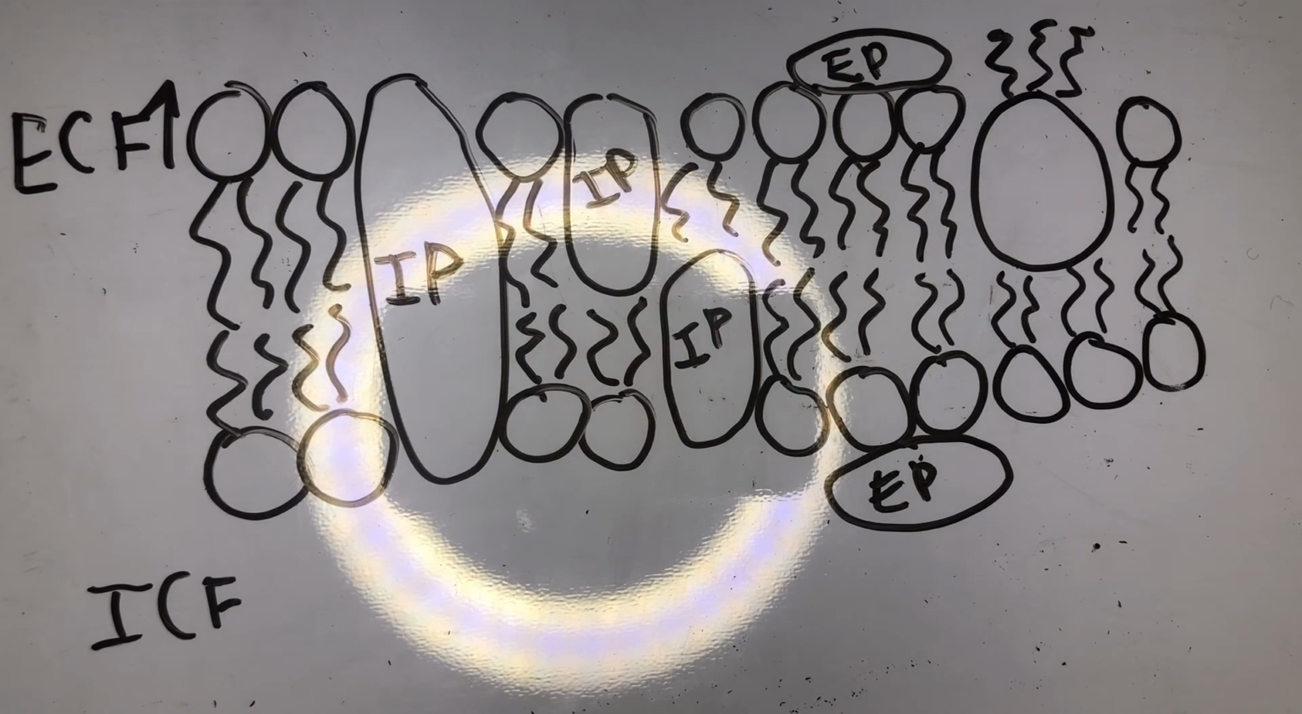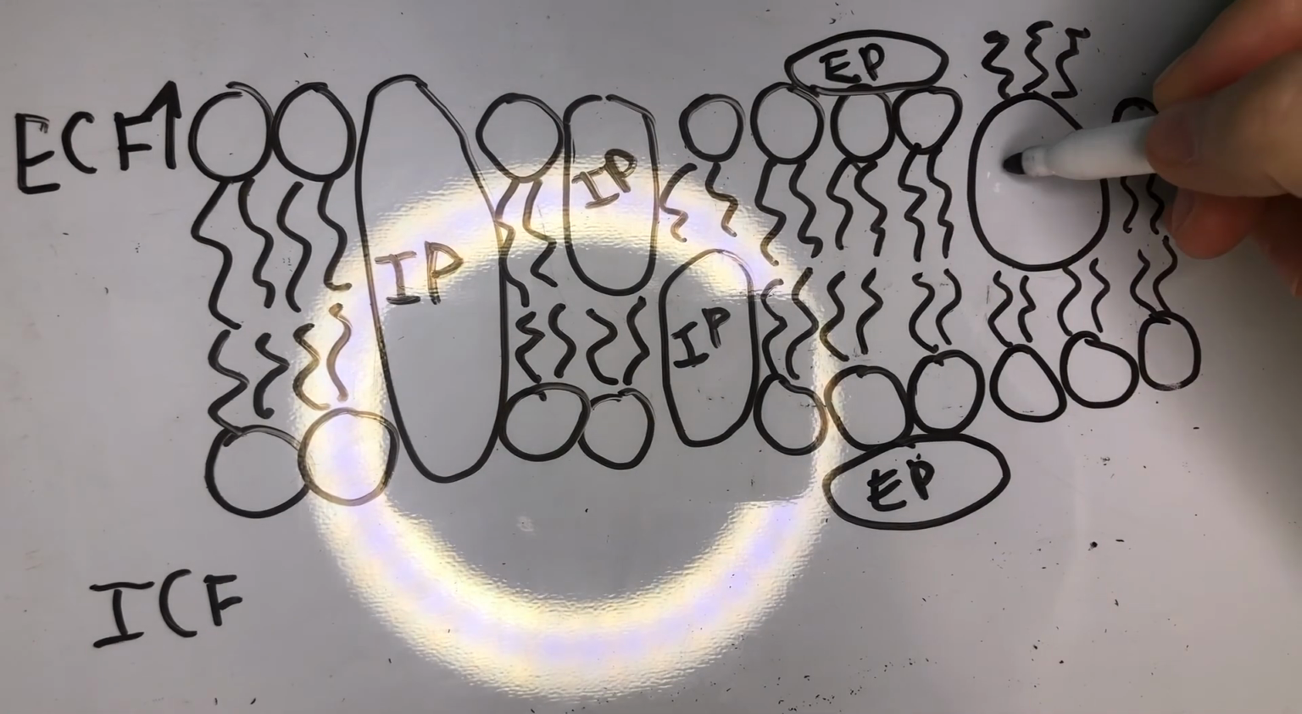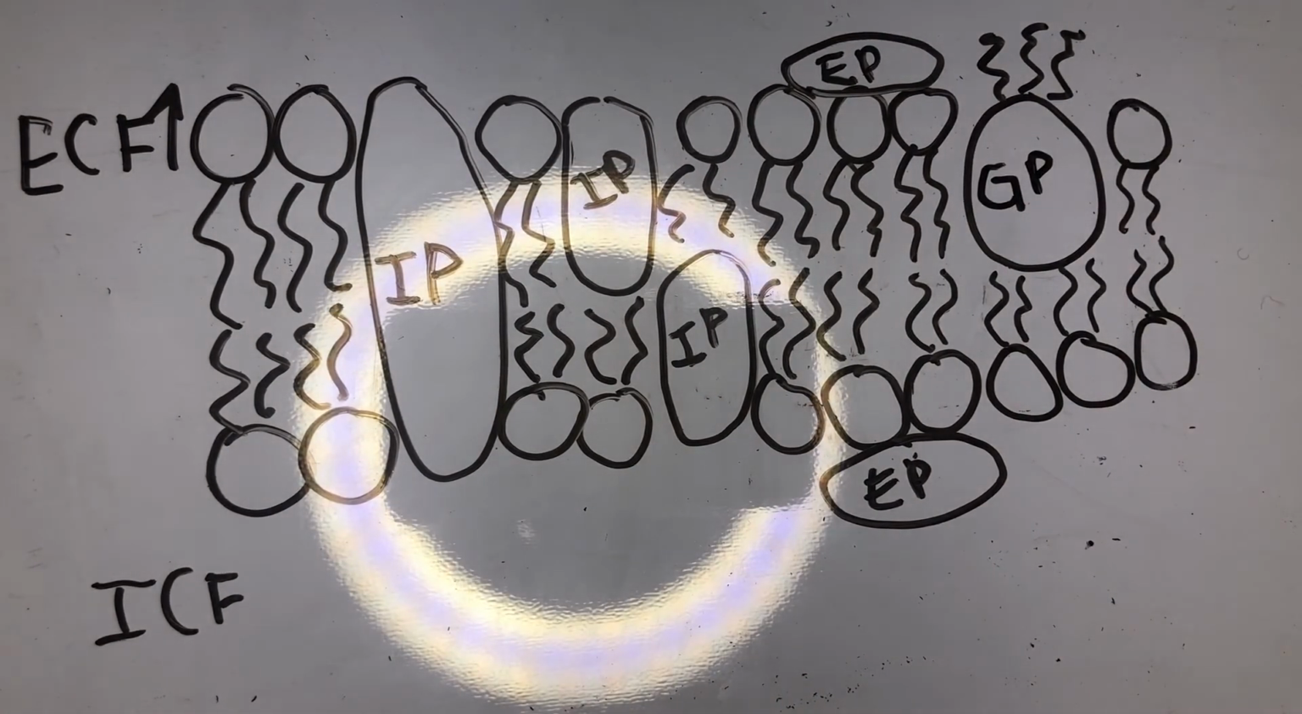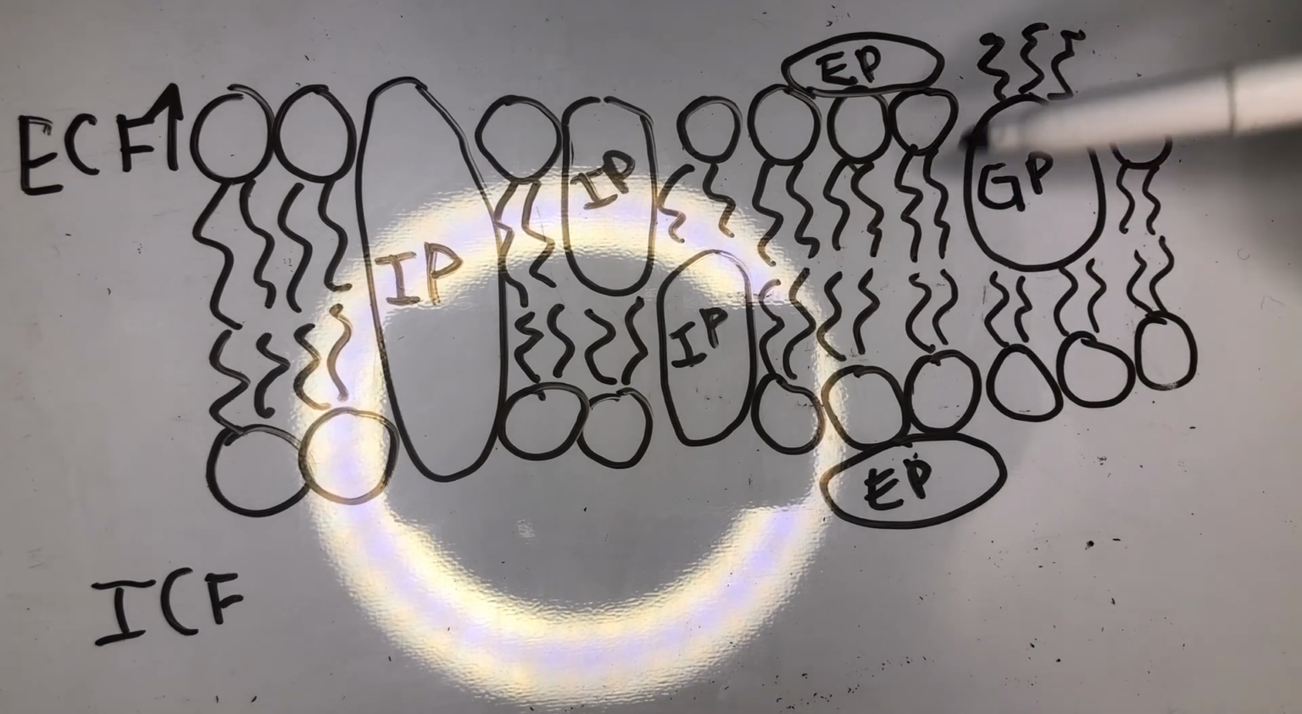Next, we're going to talk about glycoproteins. So a glycoprotein is going to be this guy right here. And a glycoprotein is a membrane protein, which can be either intrinsic or extrinsic. As you can see here, we drew it as an intrinsic protein.